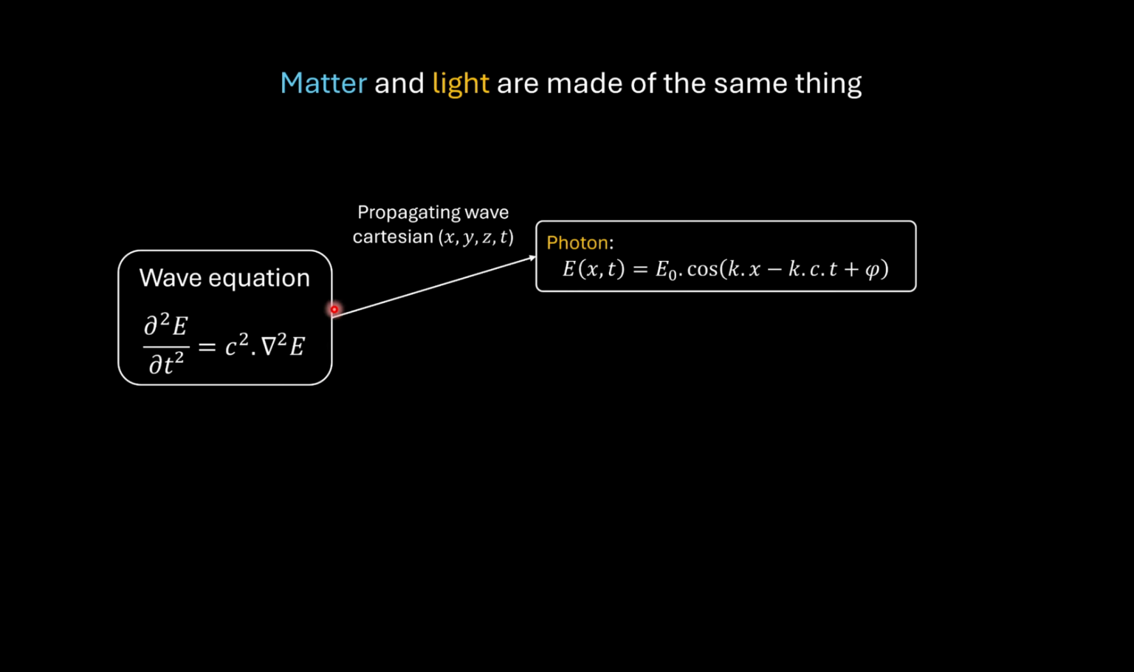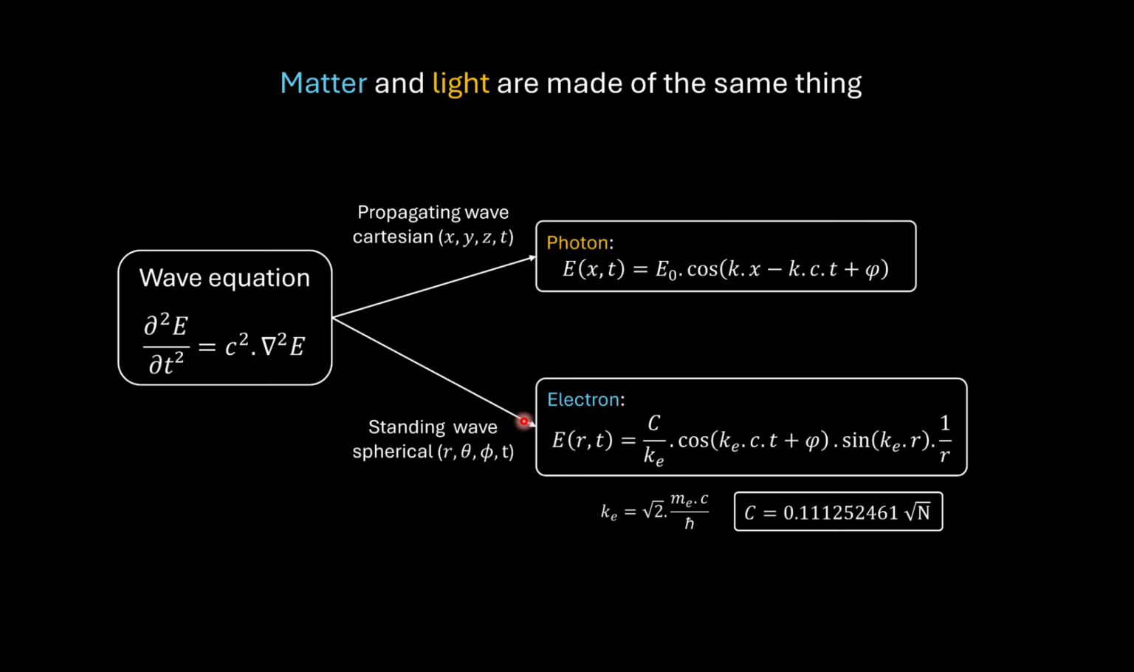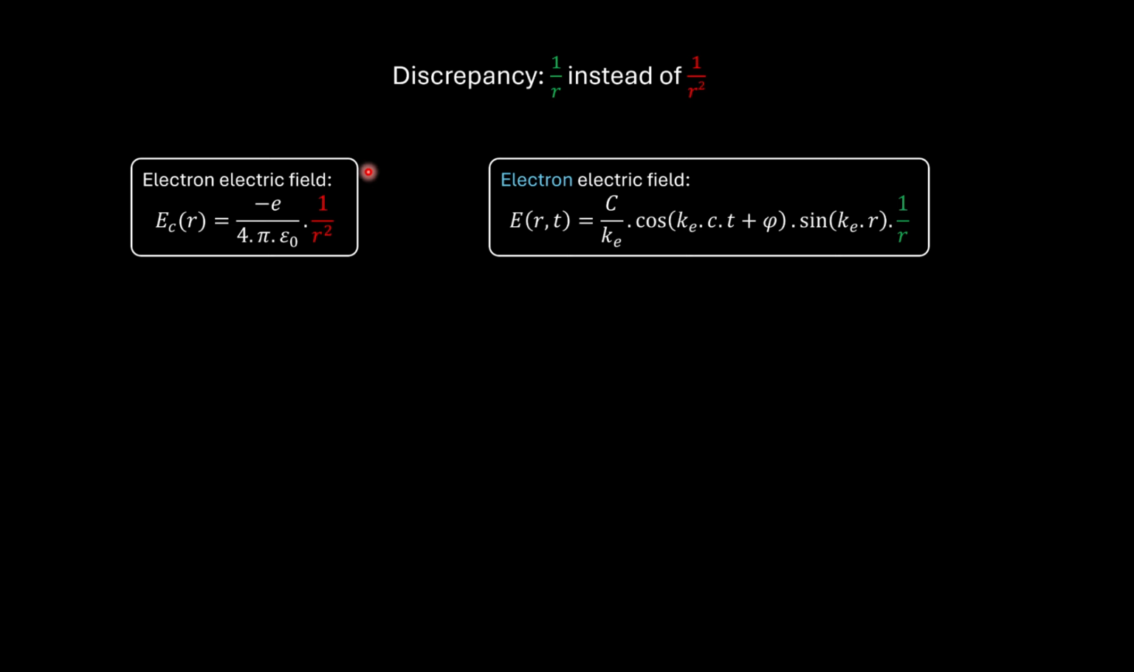The wave equation solution in Cartesian coordinates gives the photon. I claim that it also gives the electron for spherical solutions. And here is the form of the field. If you want to know where this comes from, I detail the math in my previous video as well as beautiful 3D plots. Let's compare our electron to what electromagnetism says.